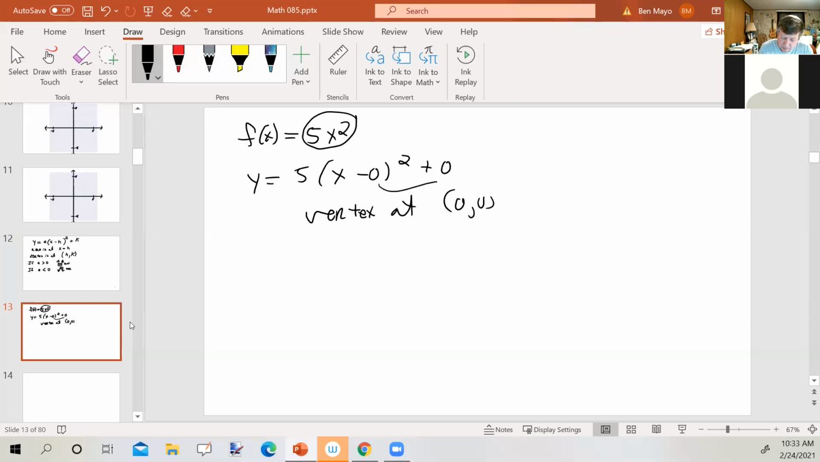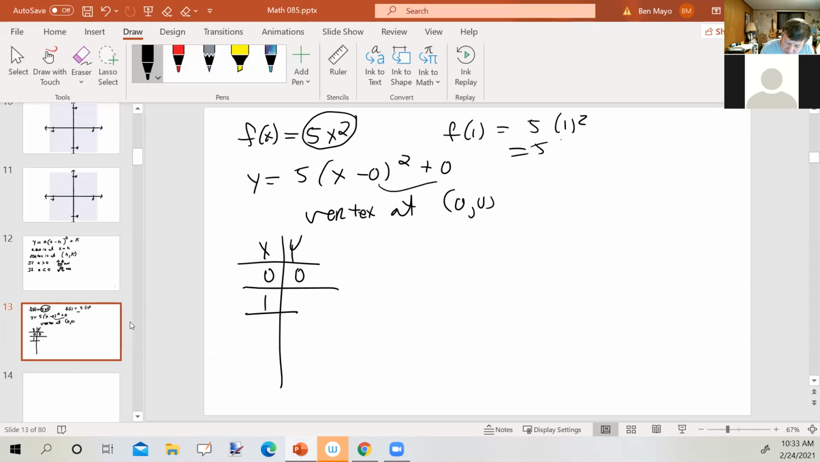Okay, now let's find a second point that's on this graph. We know that the origin is the vertex. Let's pick another value. Let's say that x is 1. Well, then f of 1 would be 5 times 1 squared, which is 5 times 1, which is 5. My point being this, here's what we know about this parabola. We know that it opens upward, okay? We know that the vertex is at the origin, and we also know a second point, (1, 5).